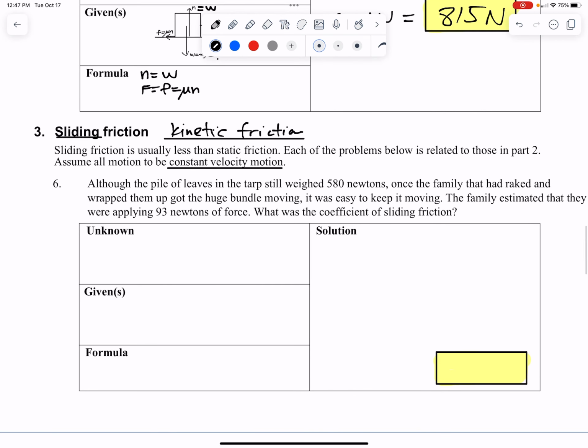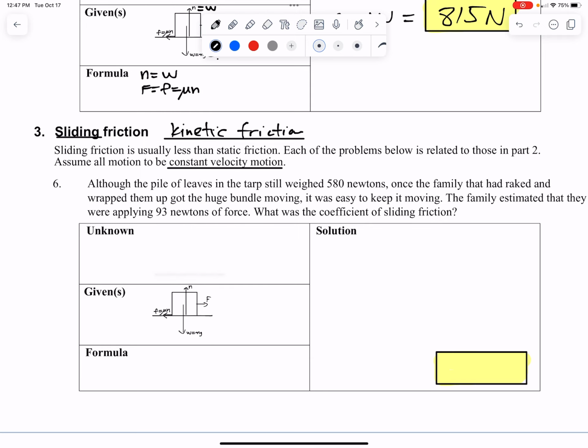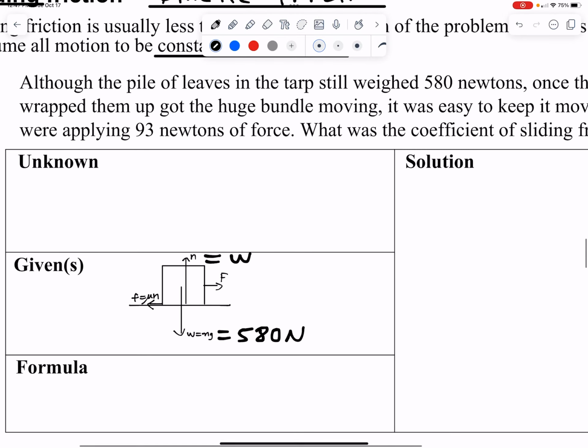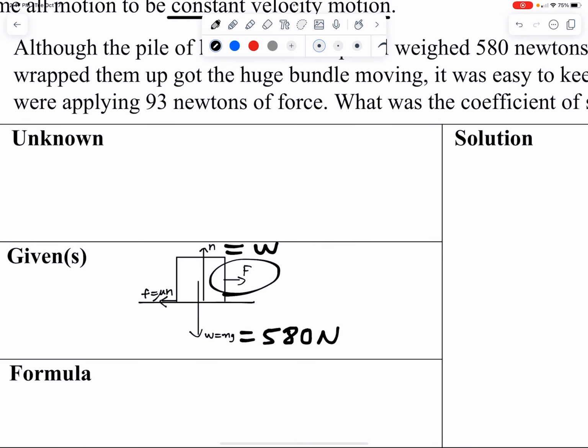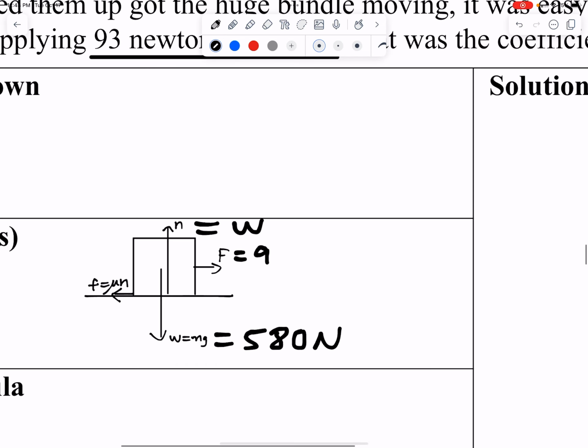So back to that question with the pile of leaves, okay? That pile of leaves still weighs 580 newtons, which means the normal force still balances the weight. And since we're moving it at a constant velocity, the force to move it still equals friction. Now it says the family estimated that they were applying 93 newtons of force, which would be the same as the friction here.